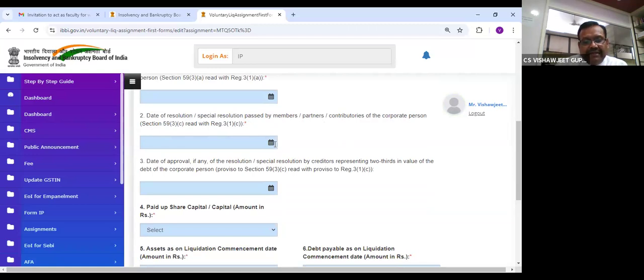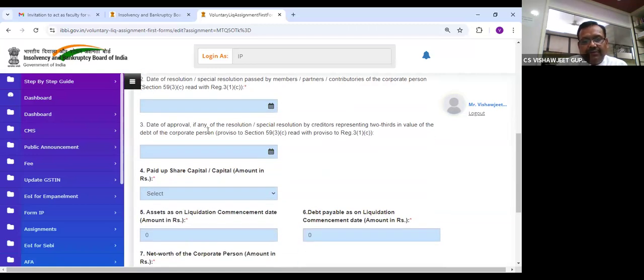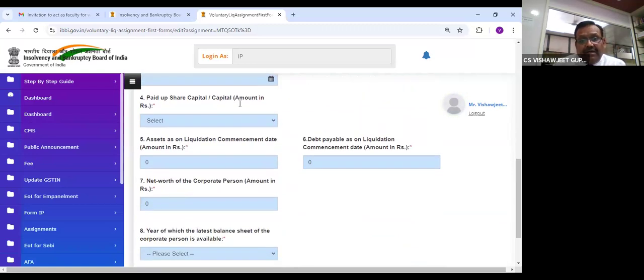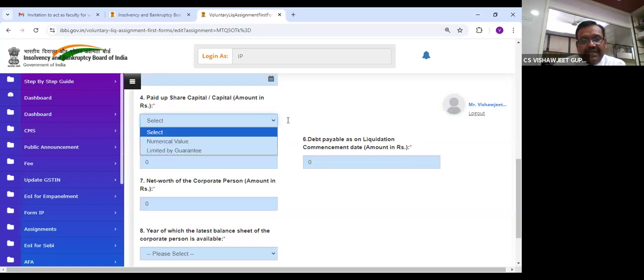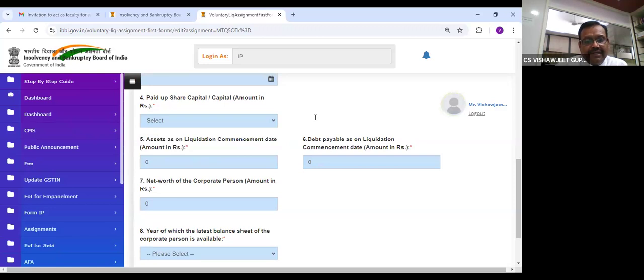You will have to fill that date of passing the resolution, date of approval, if any, of the resolution or special resolution by the creditors. If the company has creditors, then the date of approval of the resolution or special resolution by the creditors representing 2/3 in value of the debt of the corporate person. Then paid up share capital of the corporate person. If that is in numerical value, then you will have to fill the numerical value. If that is limited by guarantee, then you will have to fill limited by guarantee.